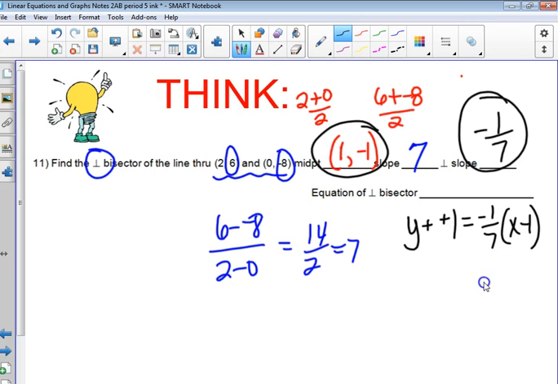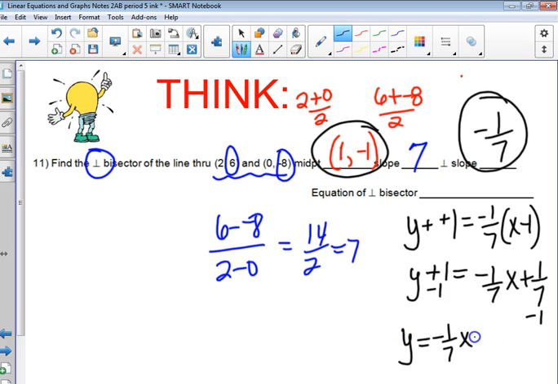It doesn't specify what form. I'm going to practice this with you once. If it said slope intercept, you would need to distribute minus 1, negative 1/7 times negative 1 would be plus 1/7. If I subtract 1 from 1/7, what do I get? Negative 6/7. Try it on your calculator. 1 divided by 7 minus 1, math enter, should be negative 6/7. Okay, this is slope intercept.